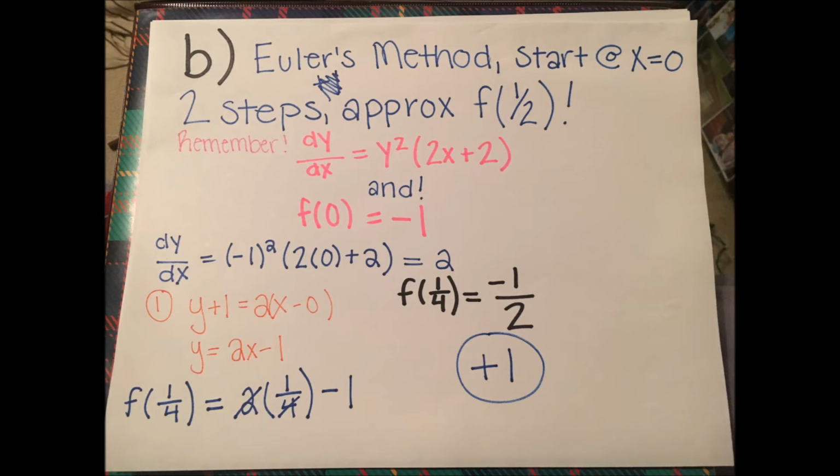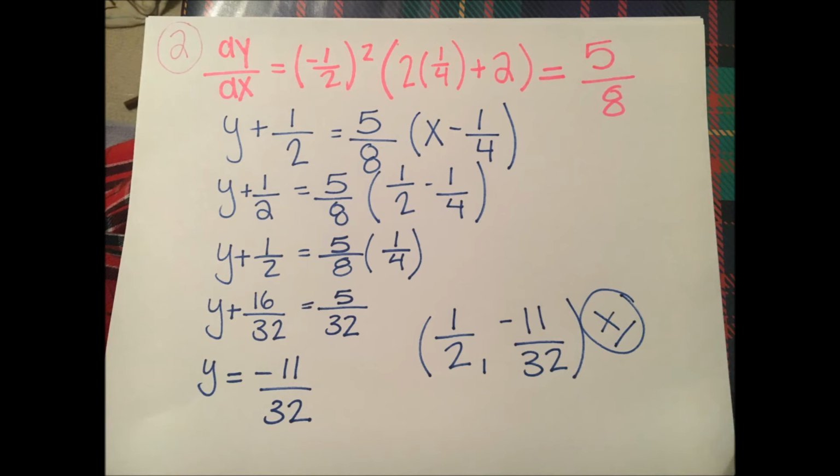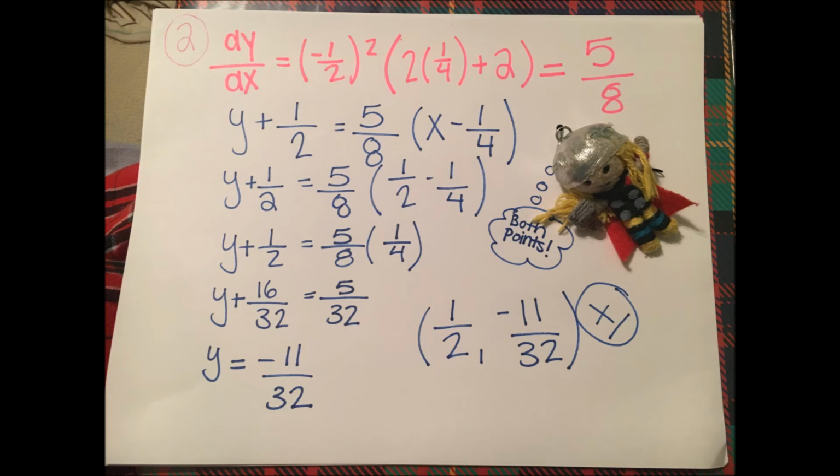So for part B, we get 1 point if we did the Euler's method, which we did, right there, next to the +1 with the circle around it, because that's our 1 point. Also for part B, you get a point if we got the answer, which we did, right there, next to the +1 with the circle. It's the -11/32. Woo! See, even Thoreau's happy.